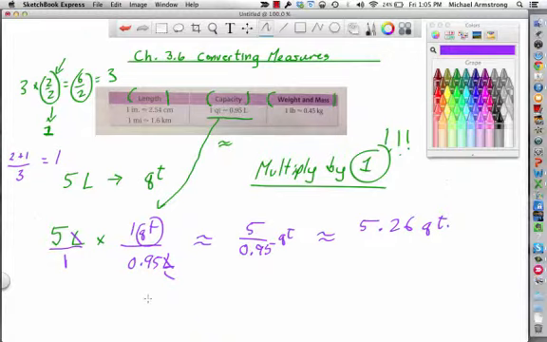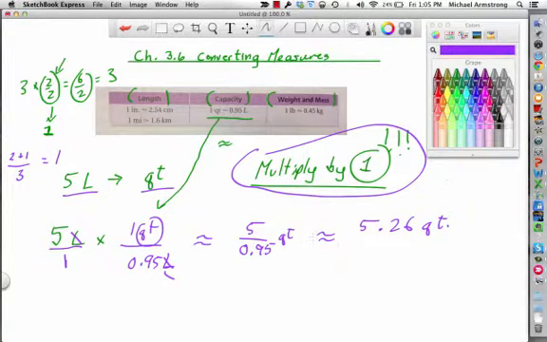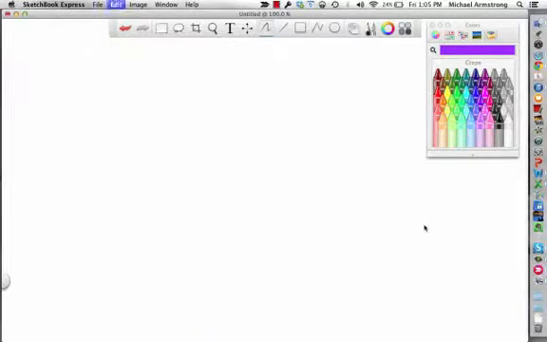So there were several important things here. We're going to multiply by 1. This is the most important thing. We're going to set it up so that the liters are on the top and the bottom so that they cancel out, leaving us the quarts. We had started off by wanting to take 5 liters and change them into quarts. 5 liters is approximately the same as 5.26 quarts.